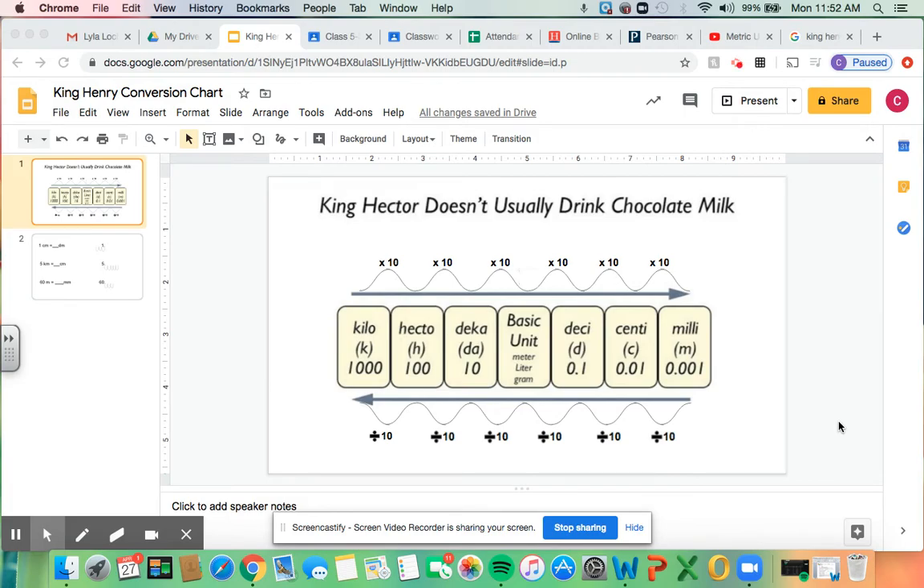Hi everyone, so today we're going to be learning how to convert metric units of length.